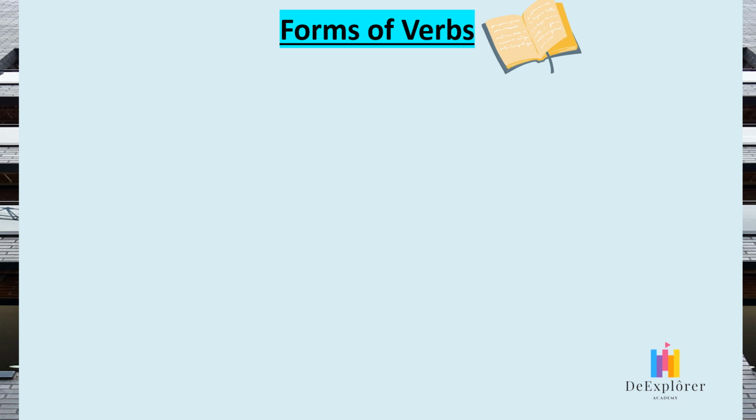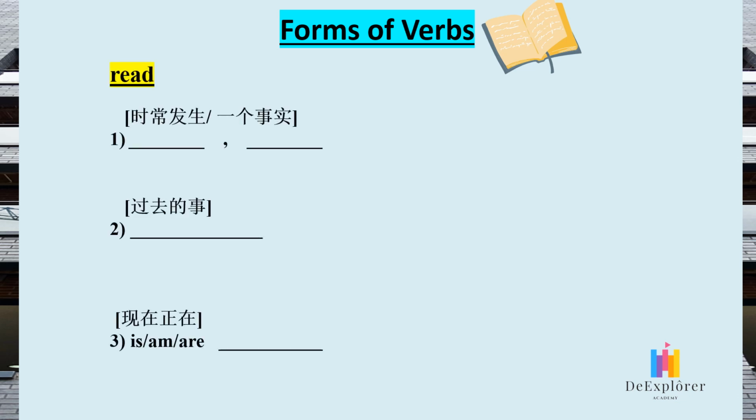Leave a line, forms of verbs. You are going to write all this on your own. Okay, I give you the word read, R-E-A-D, read, 读。时常发生一个事实 that's present. Okay, what are you going to write for number one? So write number one, 华语可以不要写哈，写英文就好。Number one, you give me the verb, you ask 没有 asked, 对吗？就是时常发生一个事实，就是用动词 you read and then 有一个是 you asked. Alright, then leave a line.